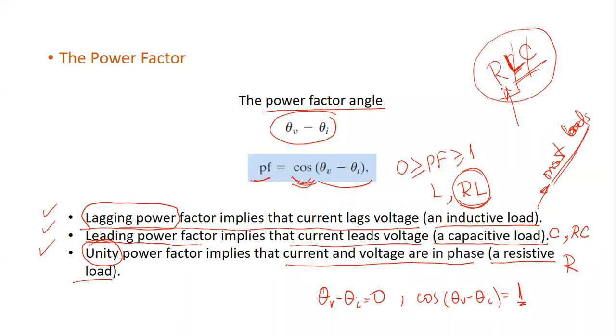And I believe resonant circuits will be there in communication courses. So resonant circuits are circuits in which L and C cancel each other's effects, and the circuit will behave as if it is only a resistive circuit. So these are the 3 types of the power factor that you may encounter in this course or this subject.